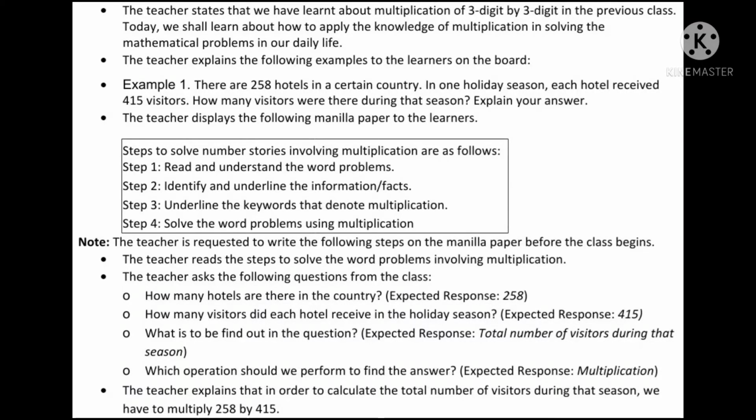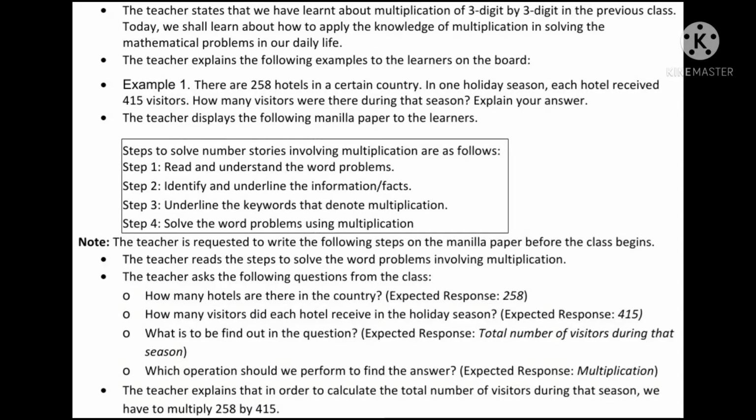Expected response, multiplication. Then the teacher explains that in order to calculate the total number of visitors during that season, we have to multiply 258 by 415. The teacher explains the following steps on the board and asks the students to note them down in the notebooks. Now you can see here 258 into 415 when multiplied.